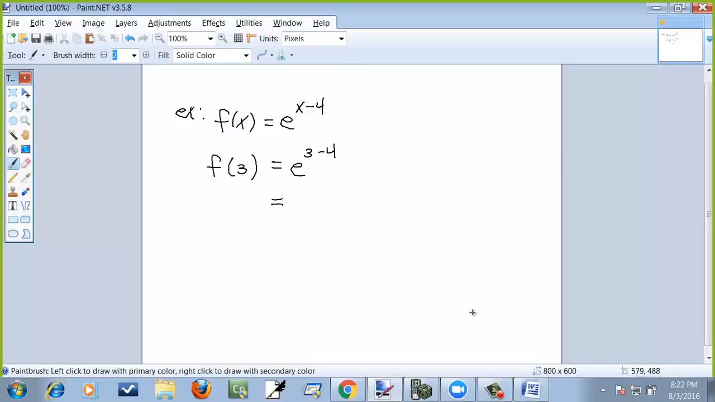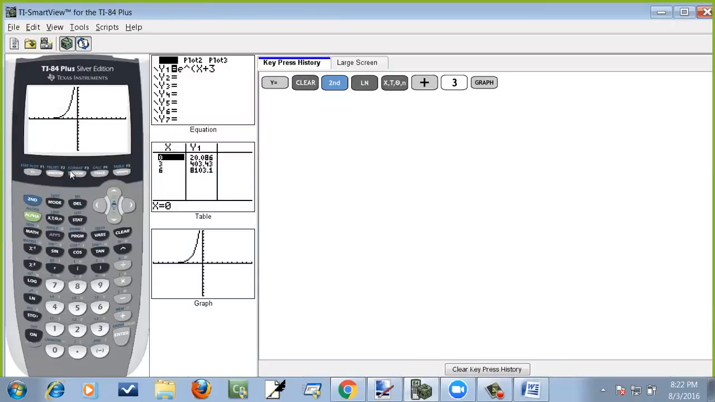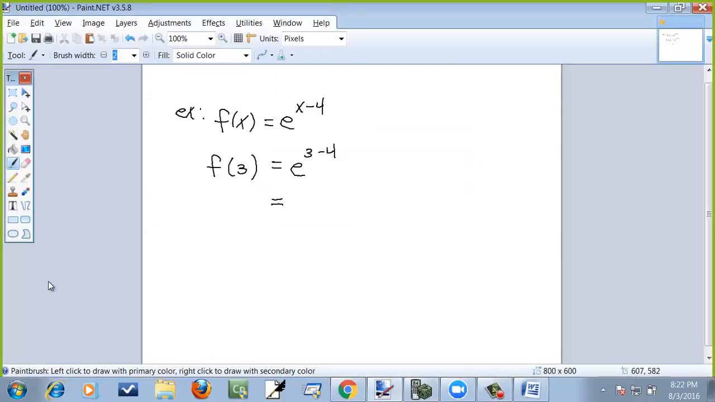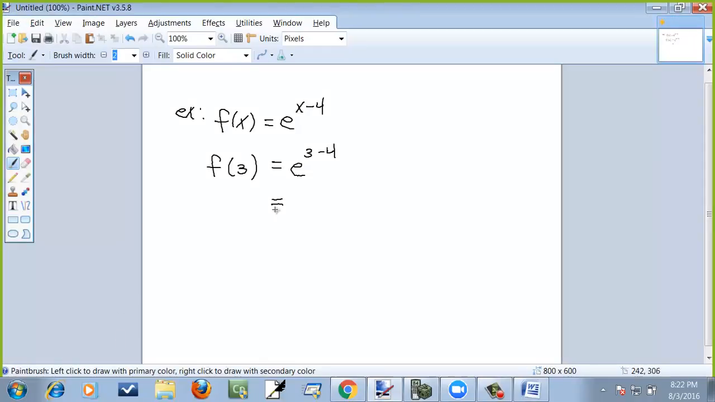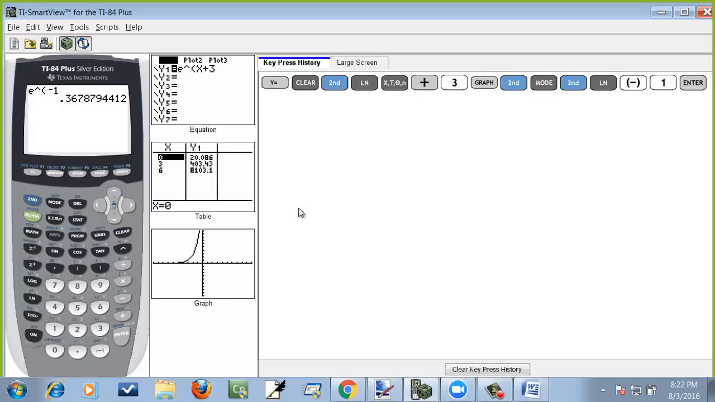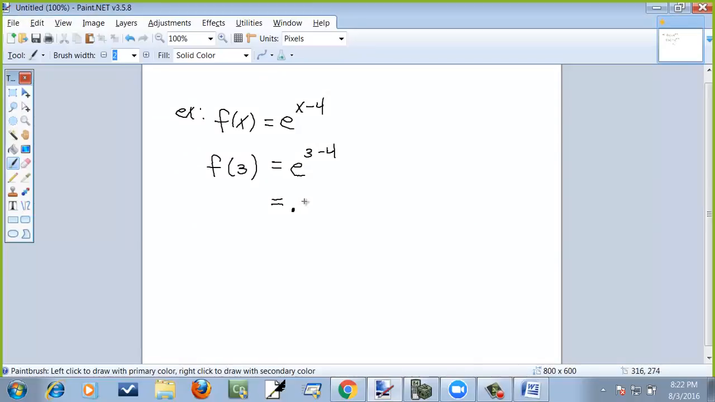Now to plug this in, you want to be out of graph mode, so you do second mode, exit out, do second ln, it puts the e caret beginning parentheses, and then 3 minus 4 is a negative 1. You could put 3 minus 4 if you wanted, but it's negative 1, and then press enter. I'll take it to 3 decimal places, and we get 0.368. And that'd be how you evaluate an exponential function. Let me clear that off.